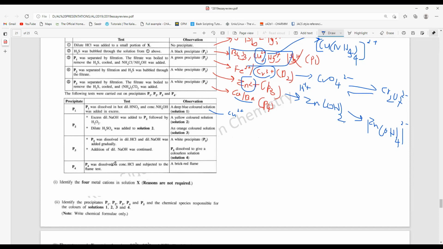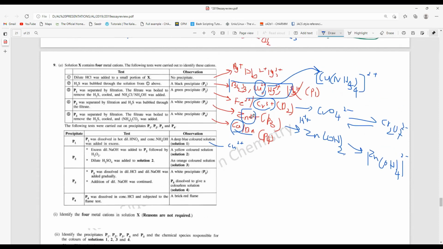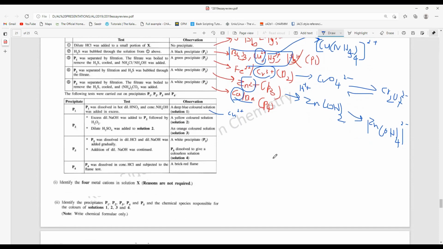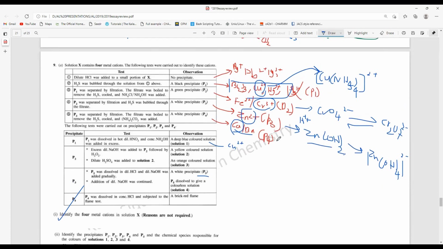P4 was dissolved in concentrated HCl, so it will form calcium chloride or barium chloride, and subjected to the flame test. A brick red flame, so surely it should be calcium, because barium would give an apple green color in the flame test. Calcium will give brick red color. So we have identified the 4 cations. Very simple. Identify 4 metal cations, that is done. Identify the precipitates P1, P2, P3, P4, and P5. We have given everything here.